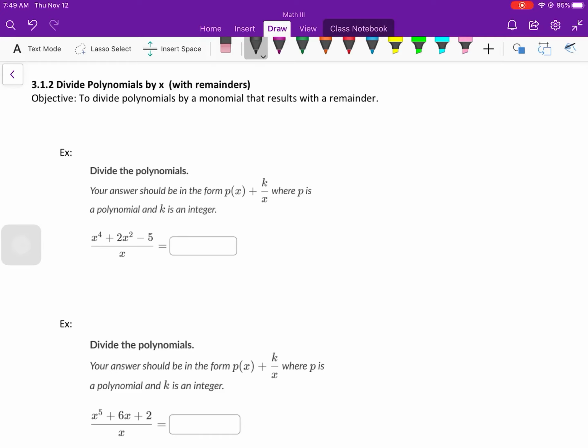The purpose of this one is to divide polynomials but be left with the remainder. So what do we do with that remainder? Well, we put it over the divisor. And what do I mean by that? Well, the divisor is whatever is in the denominator.